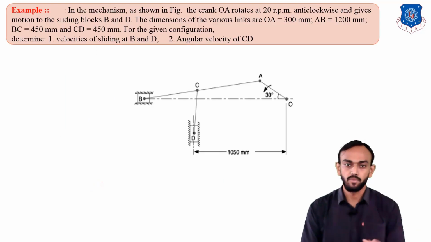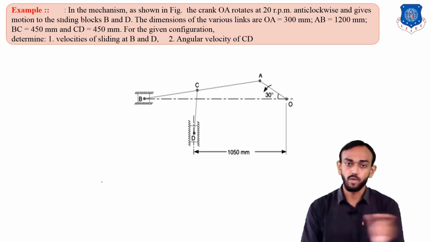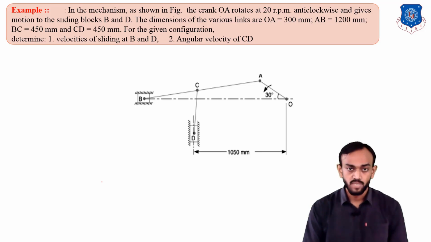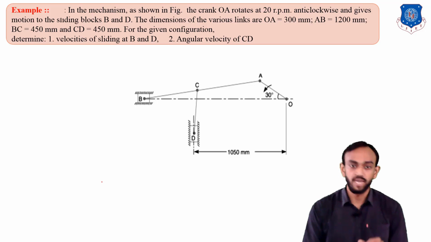So this is the example from your question bank. I have taken this example because there are two pistons, one reciprocating horizontally and the second vertically. Usually, the direction of the slider we always draw from the origin, but in this case you have to see there are two sliders and one is sliding vertically. So this will be very interesting.